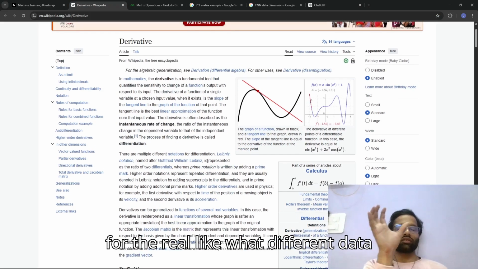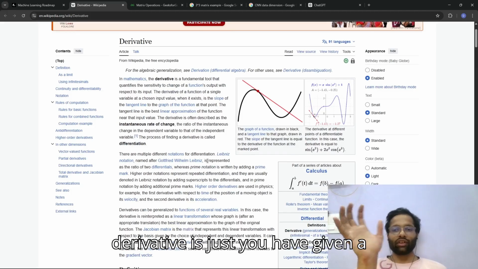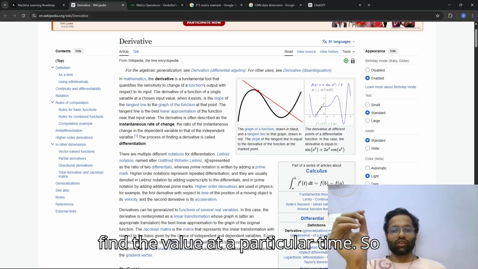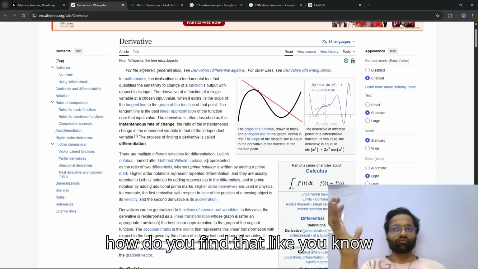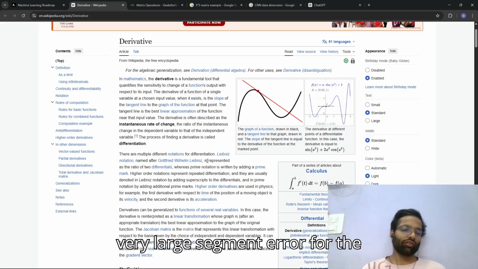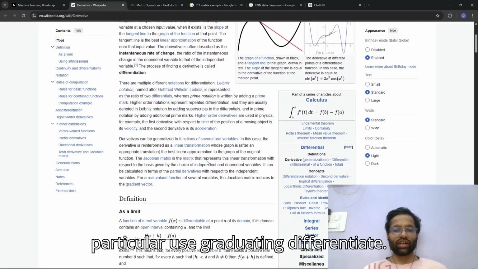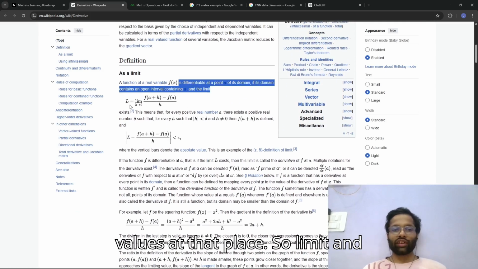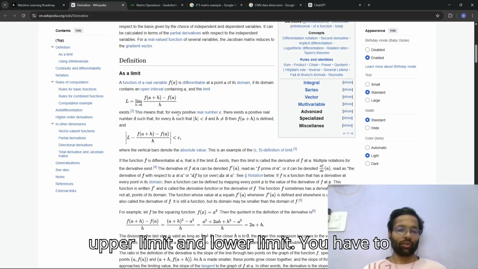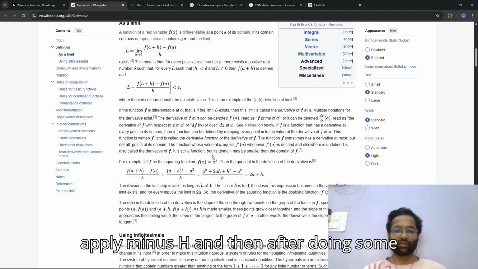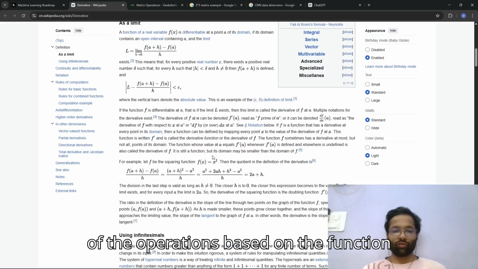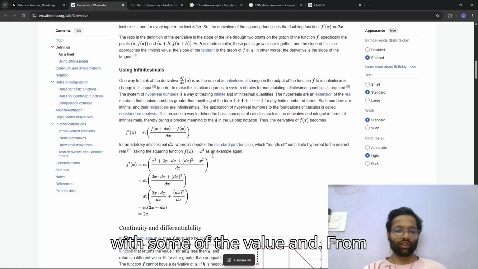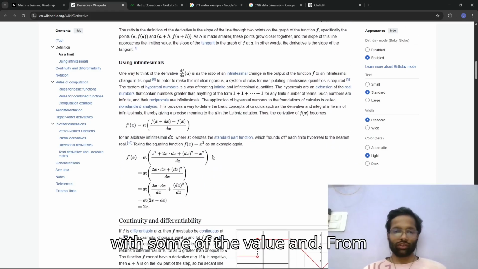So just for the overview, what is a derivative? You are given a continuous function and you have to find the value at a particular point. So how do you find that? You differentiate, and based on that, you calculate the values at that place. So limit and derivatives, this is the formula: upper limit and lower limit, you apply minus h. After doing some operations based on the function given to you, you will be left with some value, and from that value you can calculate.